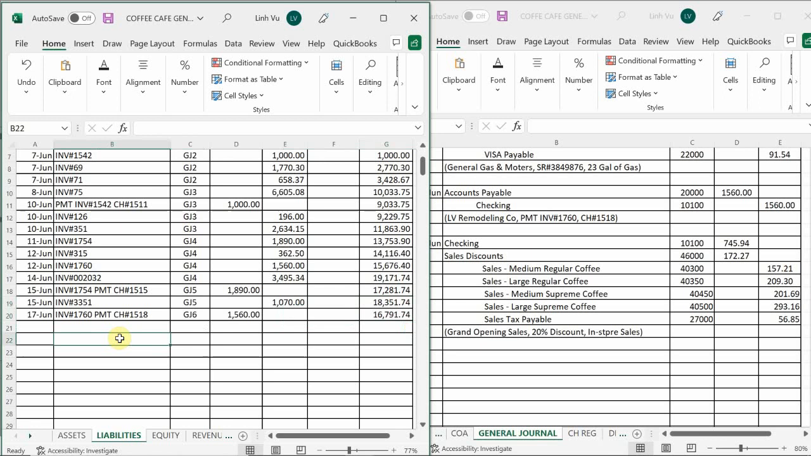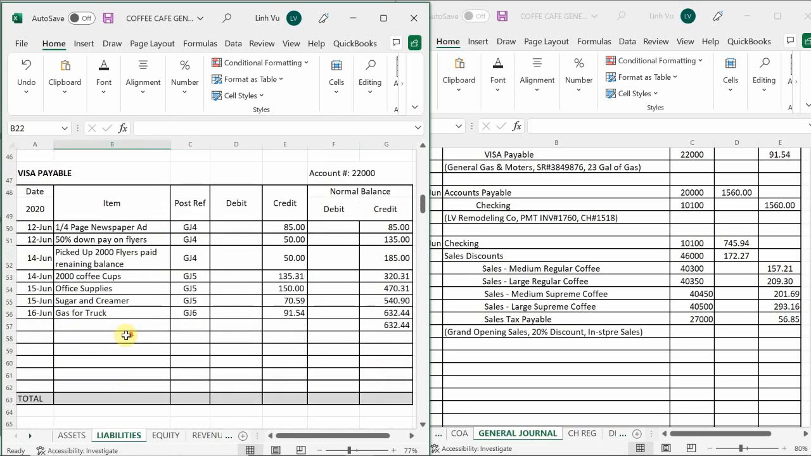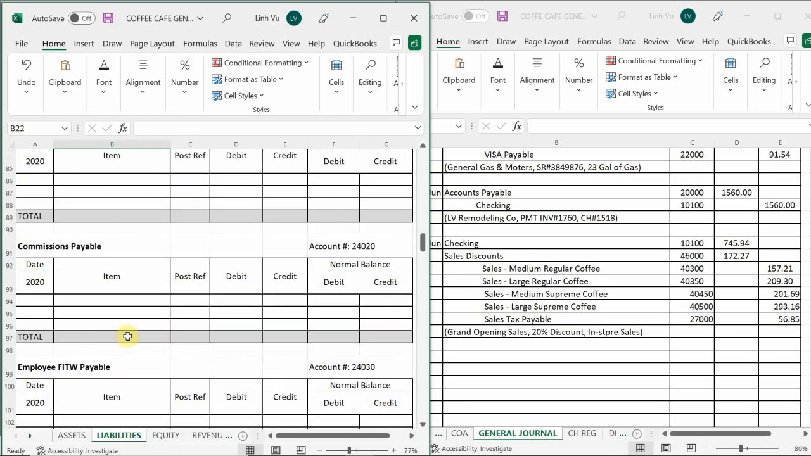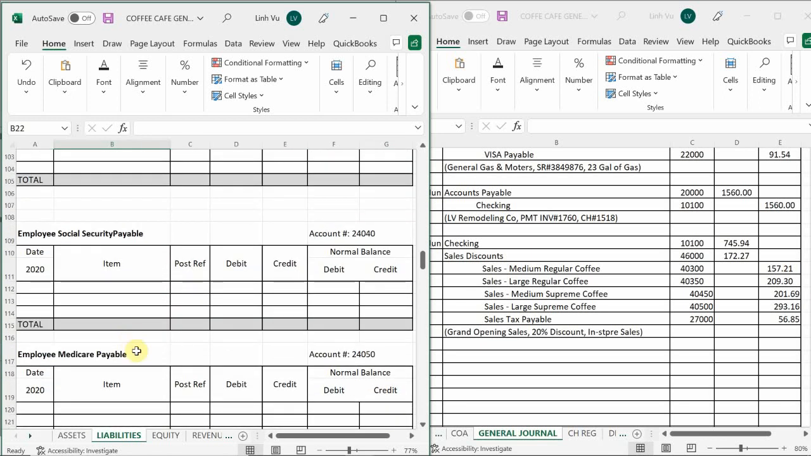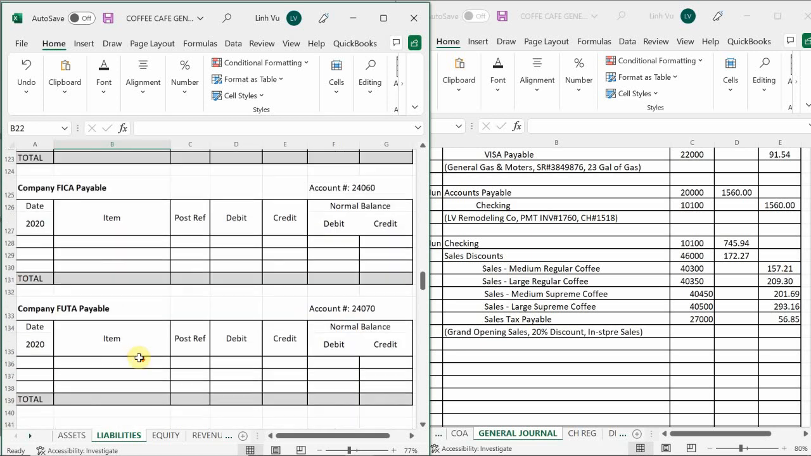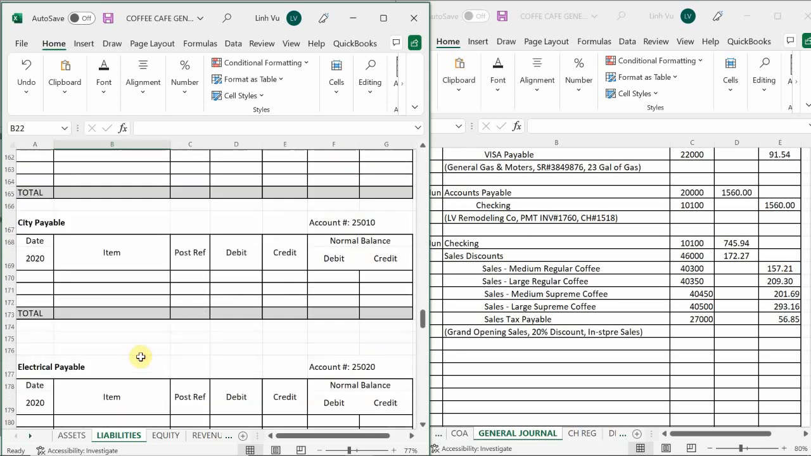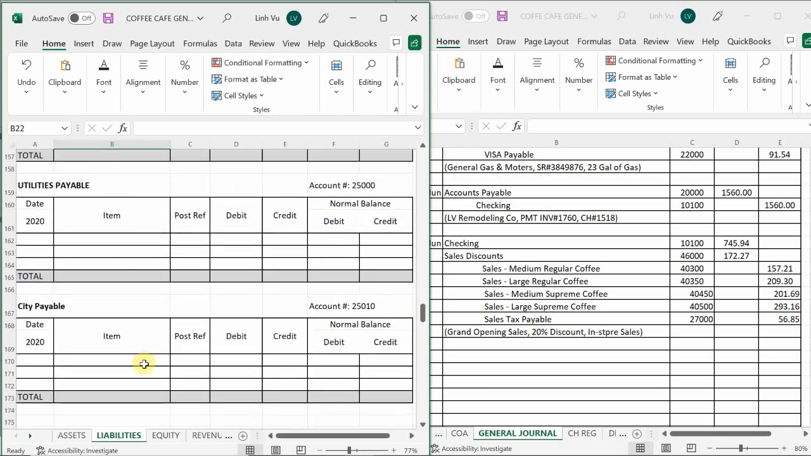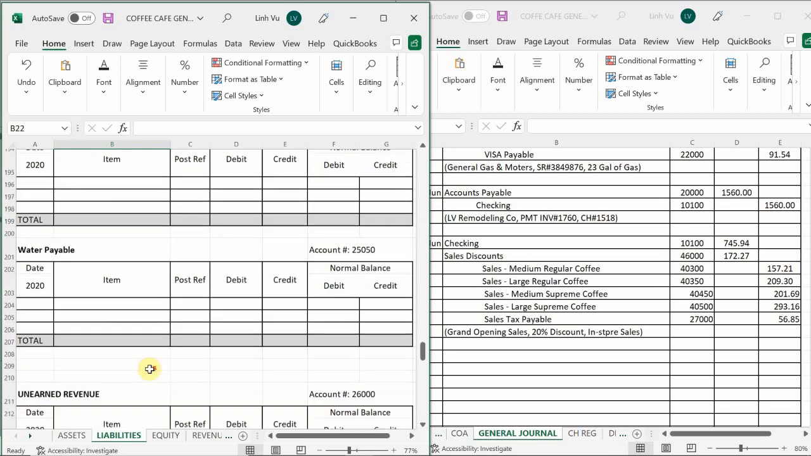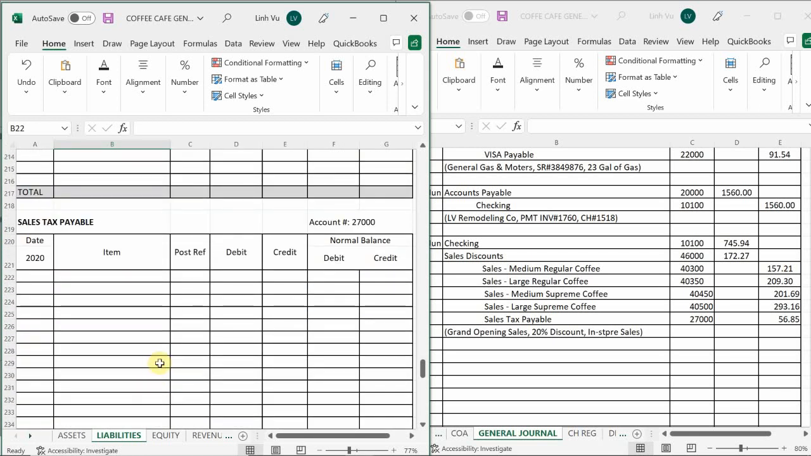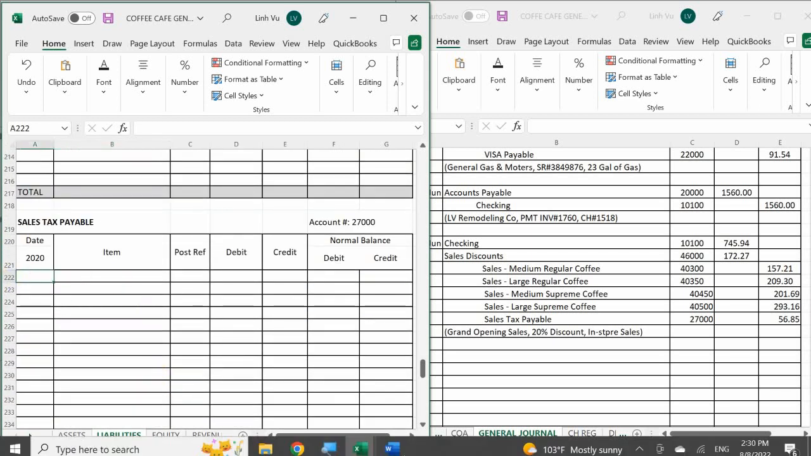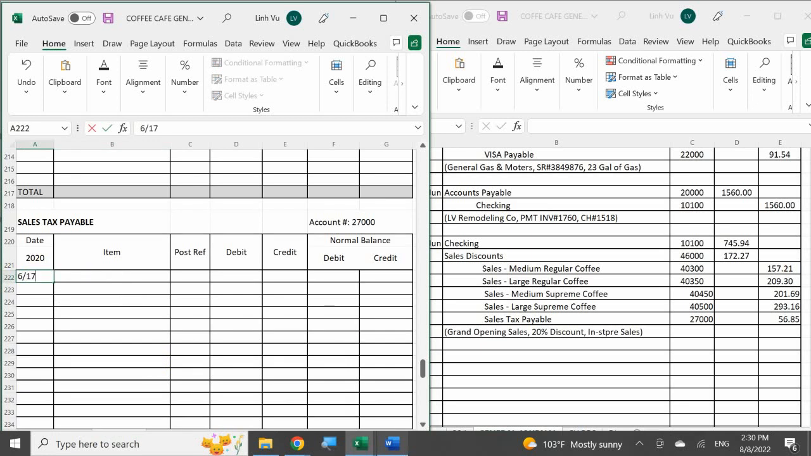Yes, because you don't own that money. It belongs to the government. So therefore, you owe the government money. You owe the state the sales tax money. So in this case, liabilities, I'm pulling through. Let's see, city payable. Here you go, sales tax payable.